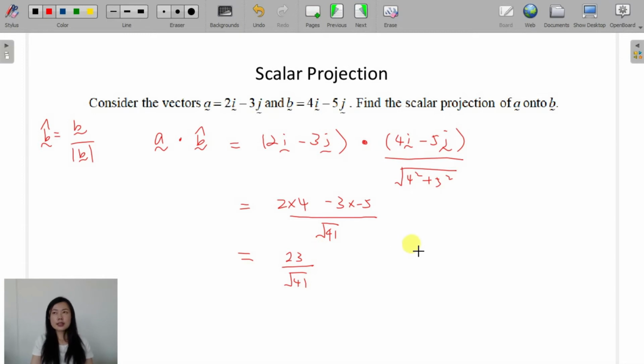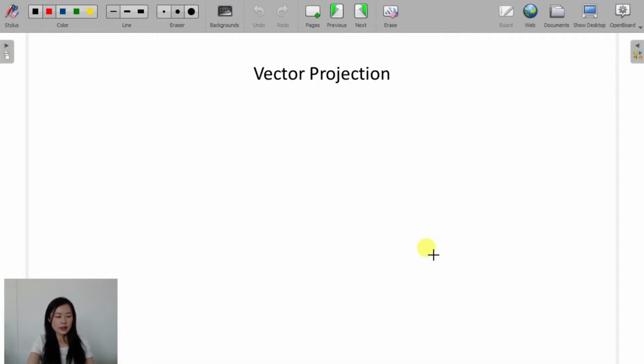Now, the fact that this is positive actually tells me a couple of things. It tells me that vectors A and B are probably like this. It's going to have an acute angle. Usually, if you have an obtuse angle, as I mentioned before, you're going to end up with a negative scalar projection, because the negative just suggests the angle is obtuse, essentially. Okie dokie. So we've done the scalar projection.